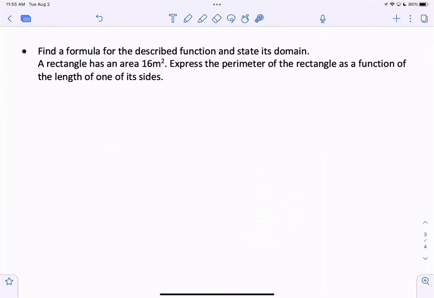Next up, find a formula for the function and state its domain. We're looking at a rectangle that has an area of 16 square meters. Express the perimeter of the rectangle as a function of the length of one of its sides. So here we've got two things. We're looking for the perimeter of a rectangle, and we know that the perimeter would be P is equal to twice length plus twice width, or 2L plus 2W.